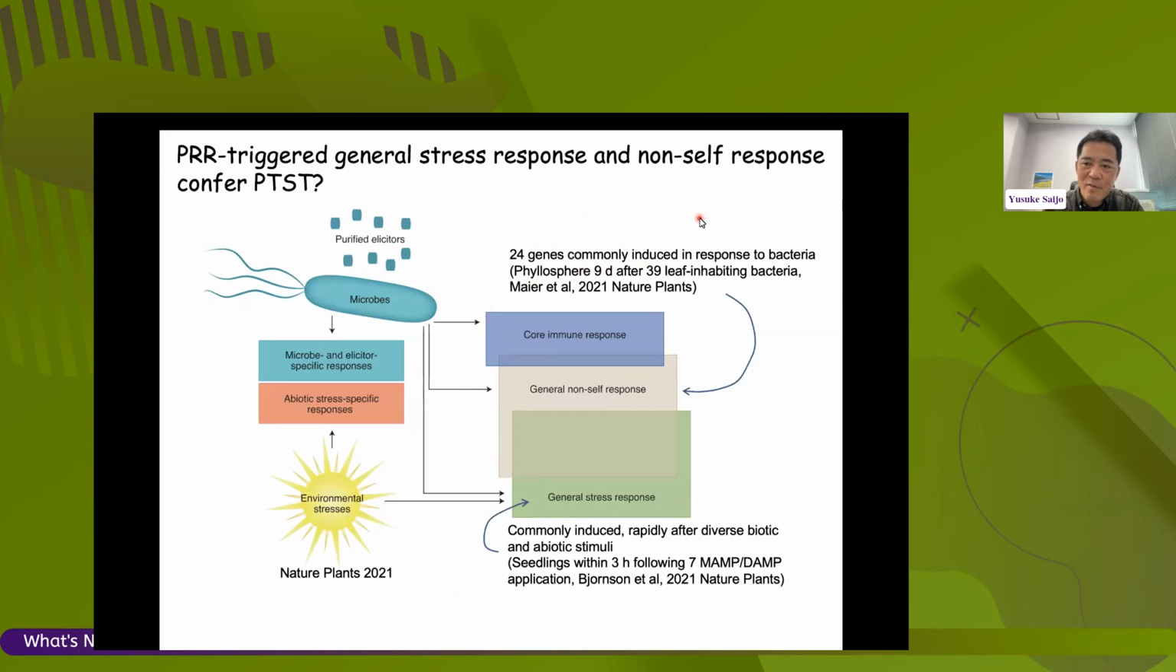a quite small number of genes are commonly induced when plants are exposed to these commensal non-self microbes. So they're called a general non-self response. And moreover, another paper has nicely shown that the genes rapidly activated in response to, for example, seven MAMPs and DAMPs are highly similar, shared by the genes induced in different biotic and abiotic stimuli. So this really points to the existence of some kind of core stress responsive genes, which establish a general stress response. And I feel there is conceptual similarity between these phenomena and our findings.